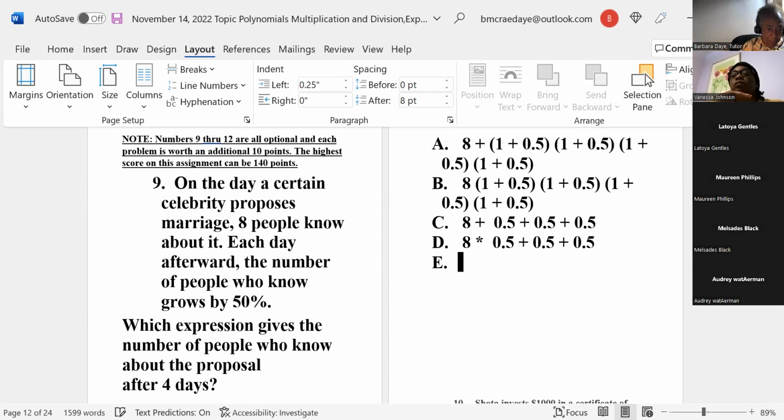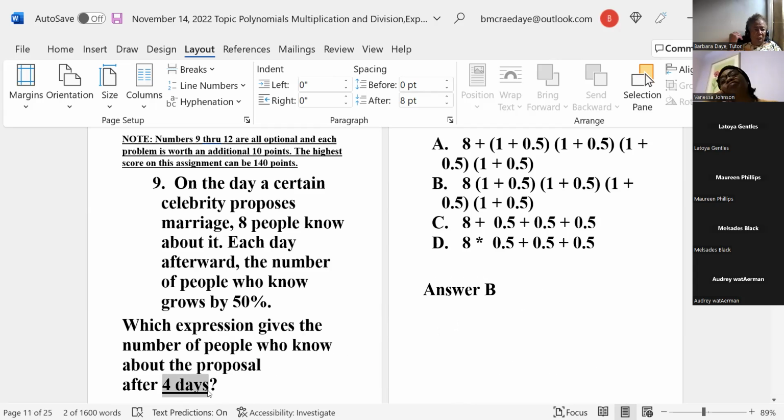Does everybody understand how Audrey got B? I don't get it. Sorry. Audrey, you want to explain it? You add the first amount that was notified about the wedding, and then you multiply by the 50%, which is 0.5, 4 times.